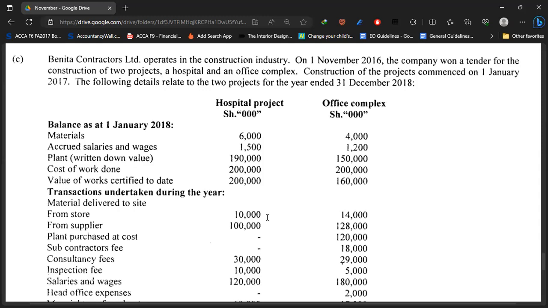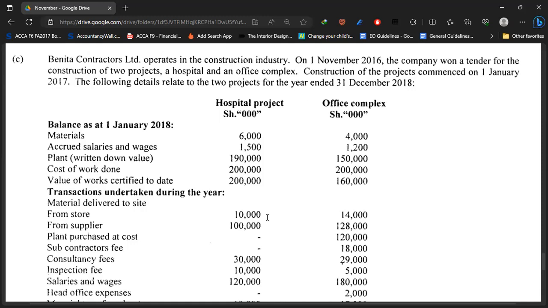Kevin, you can read. Benita Contractors Limited operates in the construction industry. On 1st November 2016, the company won a tender for the construction of two projects, a hospital and an office complex. Construction of the projects commenced on 1st January 2017. The following details relate to the two projects for the year ended 31st December 2018.